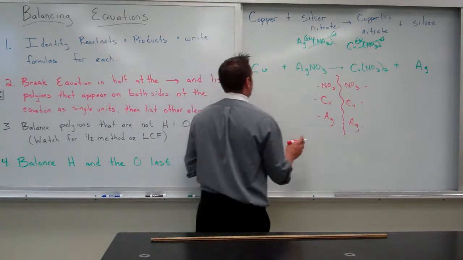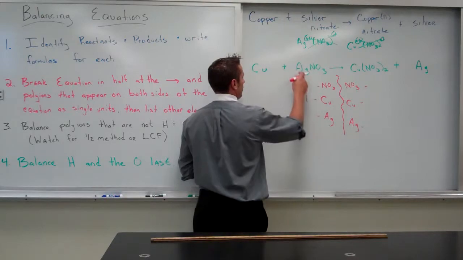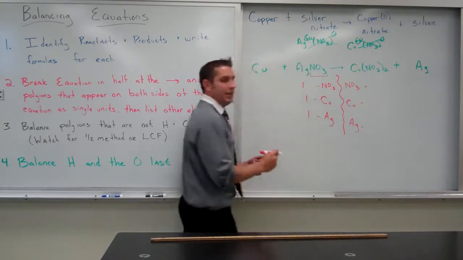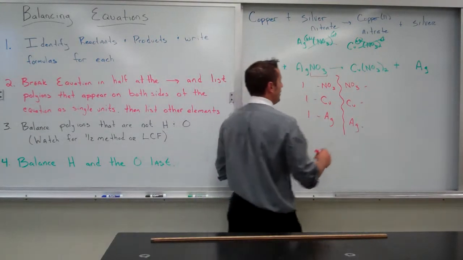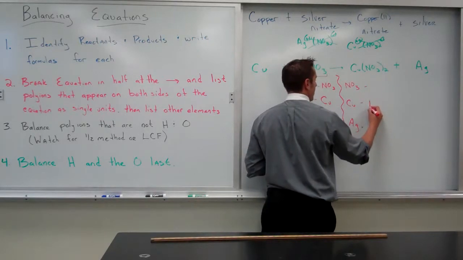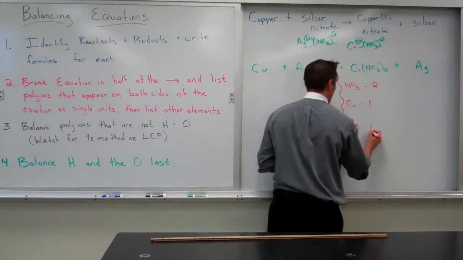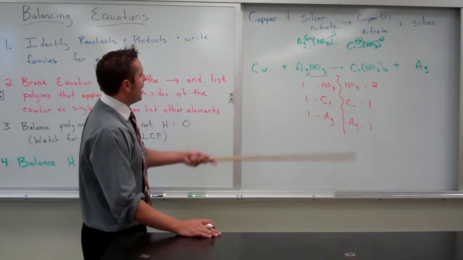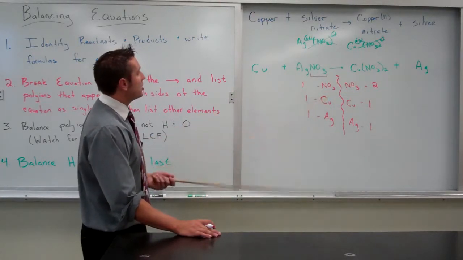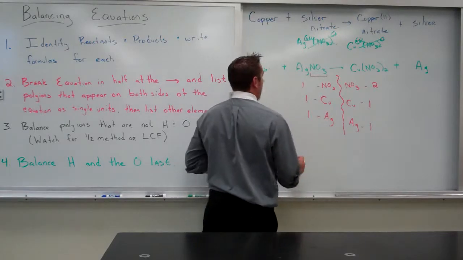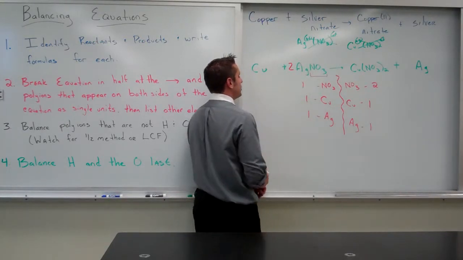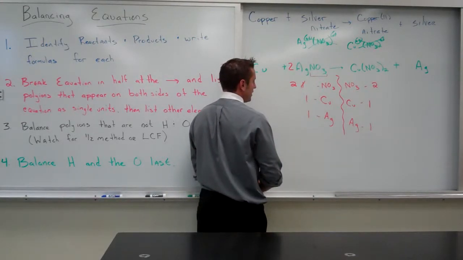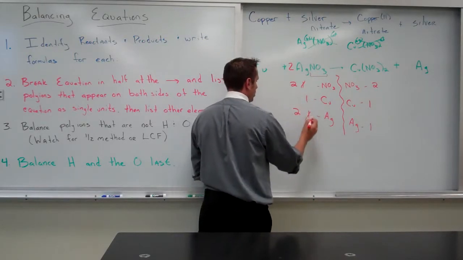So now we need to count how many of each we have. So it looks like I have one Cu, one Ag, and remember this is one unit, so I only have one NO3. On the other side, one Cu, because the 2 only reaches the NO3, 2 NO3s, 1 Ag. So you just take a look, this is not balanced. I have 2 NO3s on the right and 1 on the left. So I have to get there to be 2 NO3s on the left, which means we put a 2 in front of AgNO3. Now we have 2 NO3s, but we also change Ag to 2.